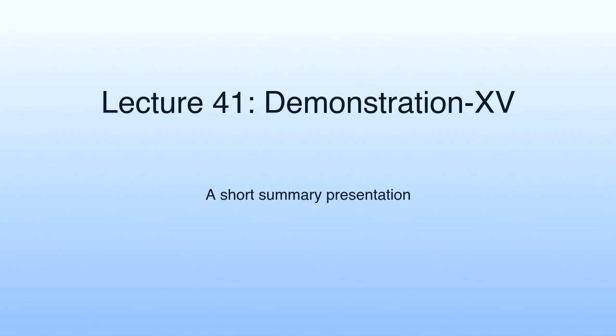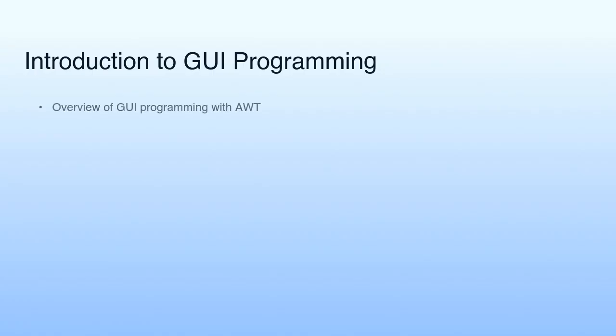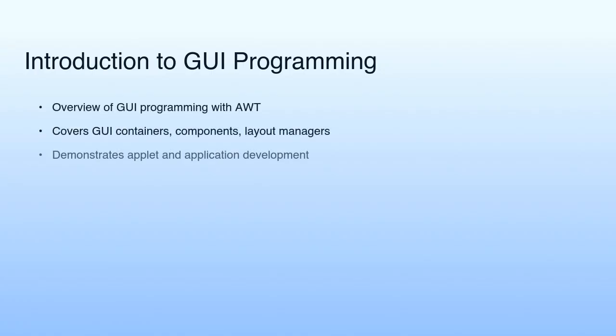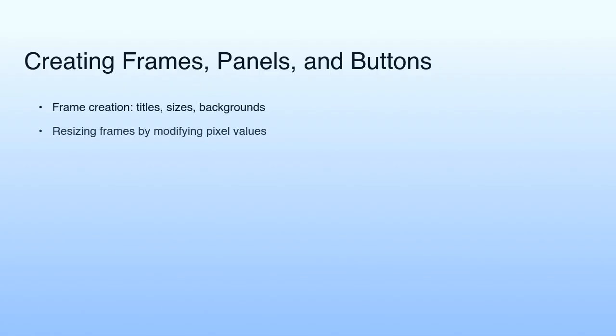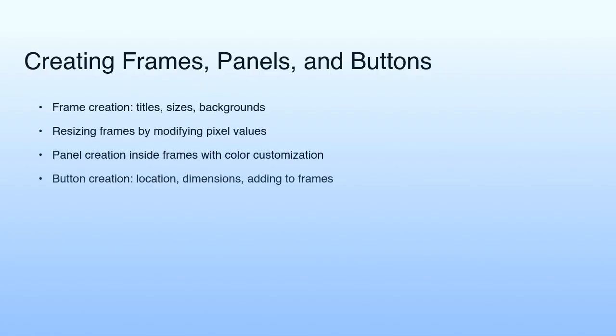Lecture 41 Demonstration XV. The video begins with an introduction to GUI programming using the AWT library, covering GUI containers, components and layout managers. It demonstrates the development of applets and applications, showcasing components like buttons, checkboxes, labels, lists and choices. Next, the video delves into creating frames, which are the main windows of a GUI application.